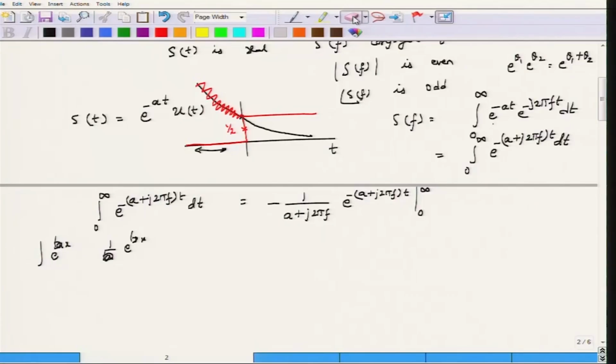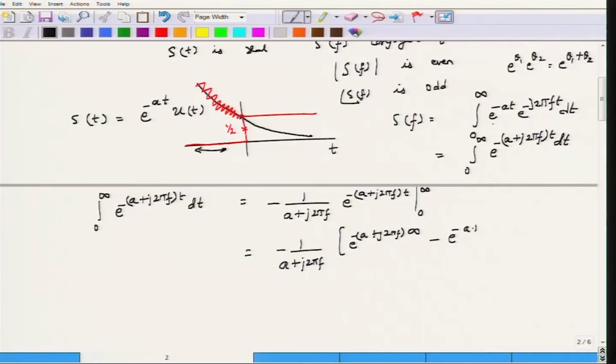Okay. Because of this we have a minus sign here, and if you now look at what happens to the quantity inside, you will see a very interesting thing. So, I have minus 1 by (a plus j 2 pi f), and then I have e to the power minus (a plus j 2 pi f) times infinity minus e to the power minus (a plus j 2 pi f) into 0. The second part should not present us with any difficulty, because a into 0 will be 0, j 2 pi f into 0 will be 0. So, exponential to the power 0 is equal to 1.